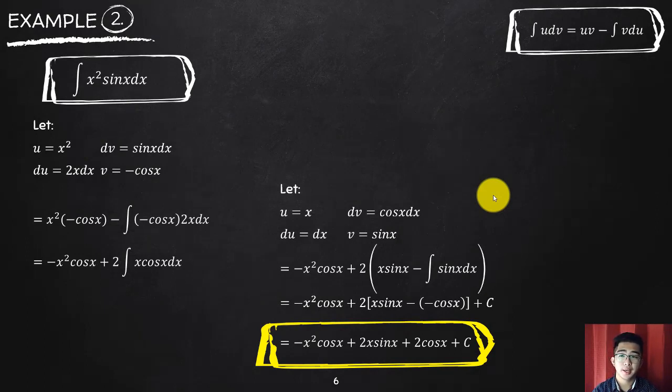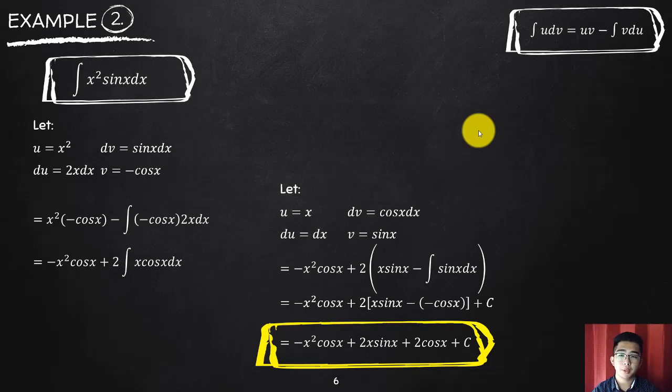This one is a combination of an algebraic function and a trigonometric function: the integral of x squared sine x dx. As always, the goal is to simplify the integral using the formula for integration by parts. The solution requires you to choose your u and your dv. So what is your u, what is your dv?